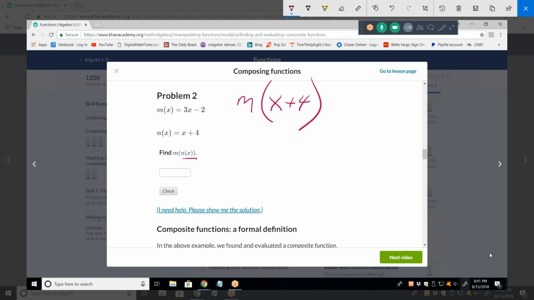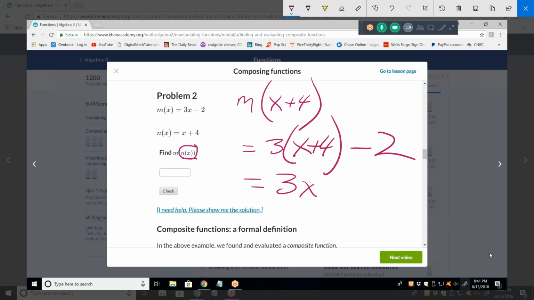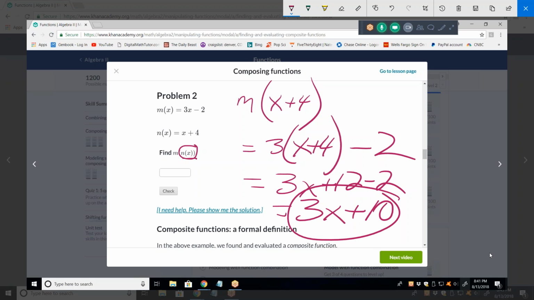That's an important thing to realize. In other words, all I'm doing is taking the n of x function and substituting. So now I have m of x plus 4, and tell me what m of x plus 4 is. Just substitute. Don't give me a final answer. So m of x plus 4 is equal to 3 times x plus 4, minus 2. Now simplify. So that would be 3x plus 12 minus 2, which is 3x plus 10. All right, that's our final answer. 3x plus 10.